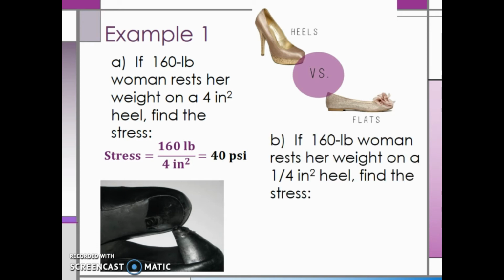Next, if the same 160-pound woman rests her weight on a 1/4 square inch heel, find the stress. This setup will be very similar to the last part, with stress equaling force divided by area. The weight force of the woman is still the same 160 pounds. However, now the area is only 1/4 of a square inch. Dividing, we see that the stress on the heel of this woman is 640 psi.